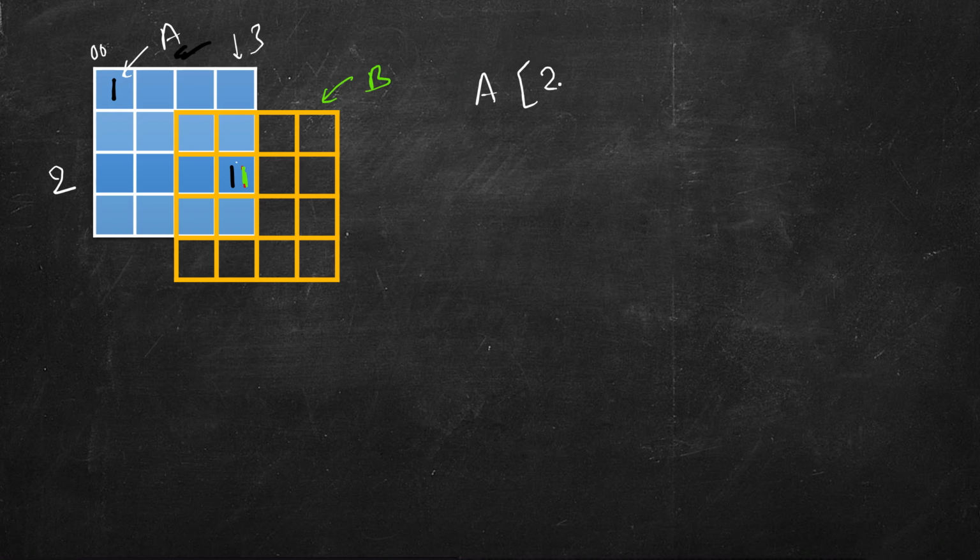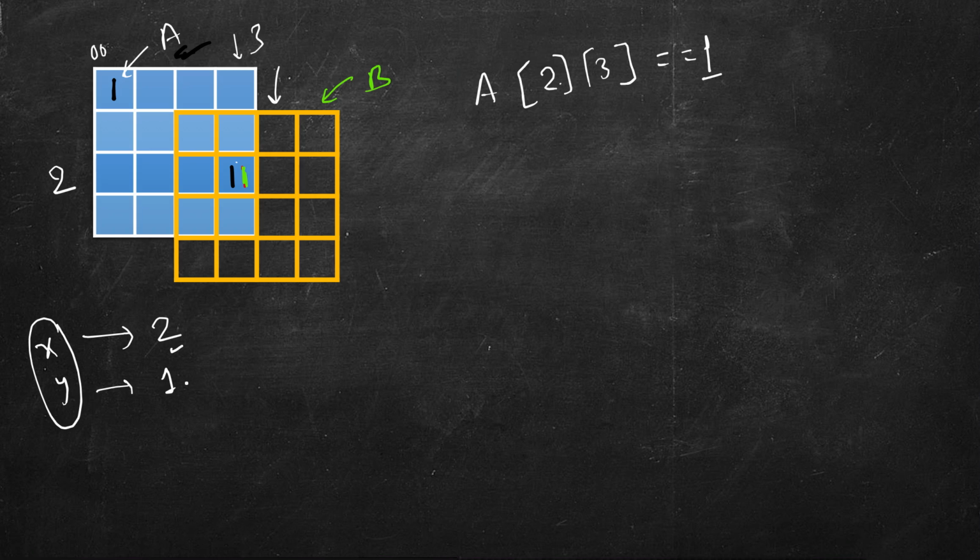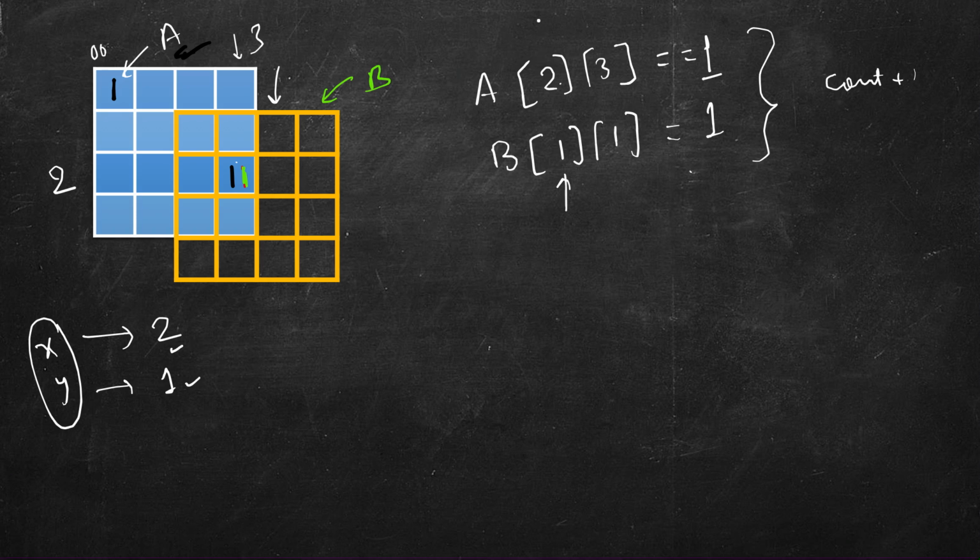So A[2][3] is 1, right? And we have shifted in X direction by 2. So X is 2, and in Y we have shifted by 1. So you can take any general X and Y. Here we are taking 2 and 1. So here B, this value, B[1][1] is equal to 1. So when these are satisfied, then the count will increase by 1. So what are these values? Let's say these are general.